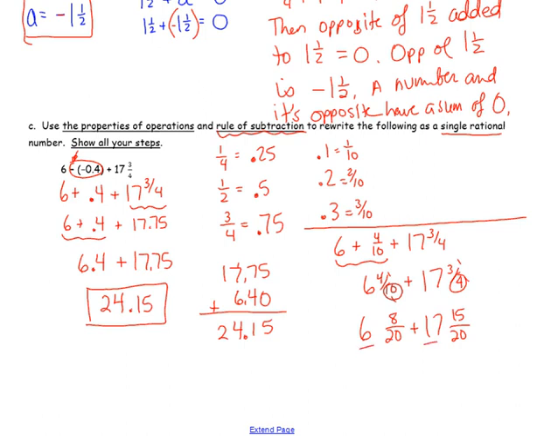6 plus 17 is 23. 8 plus 15 is 23/20. 23/20 is 1 and 3/20. Add that to the 23 you already have. That gives you 24 and 3/20, which is equivalent. If you multiplied by 5s, you would get 15/100, which is what the decimal is. So again, you can choose fractions or decimals.